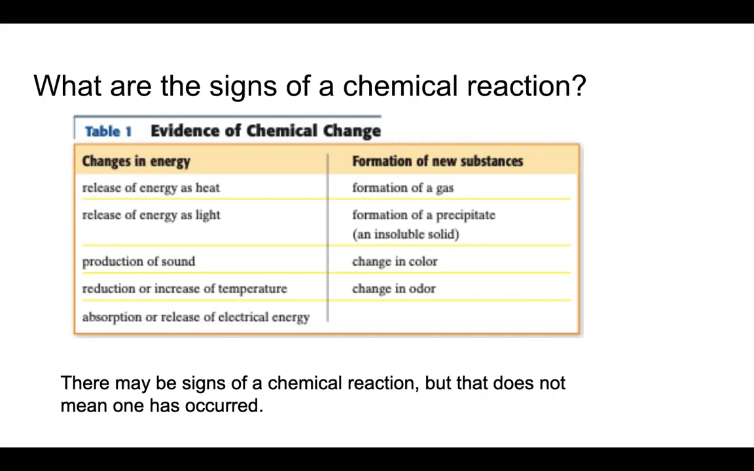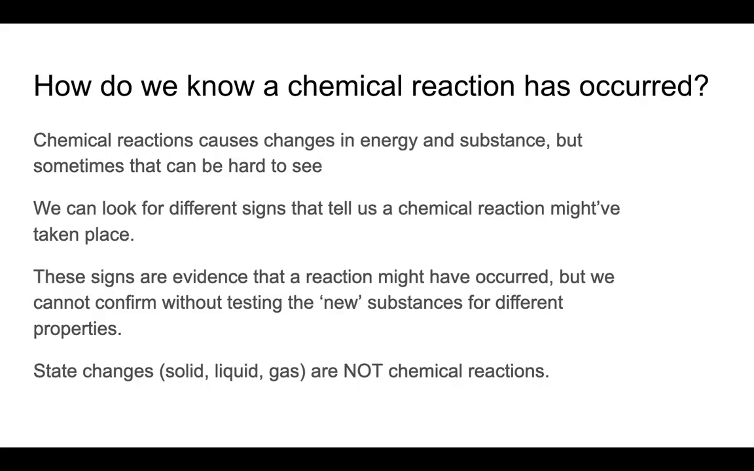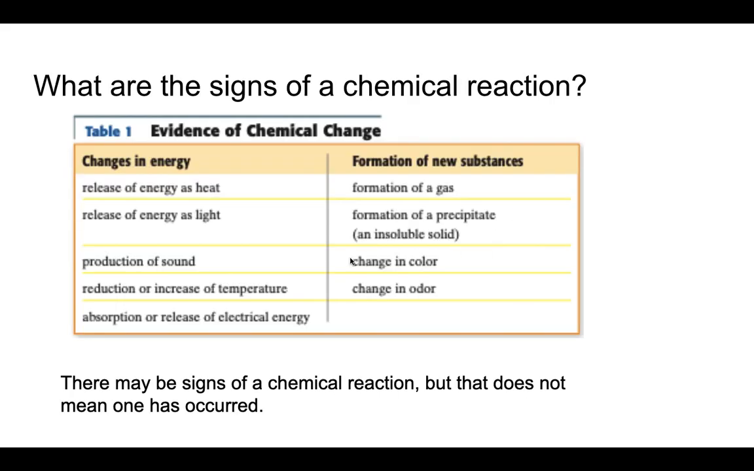So here's a list right from your book of evidences of chemical change. As I mentioned before, chemical reactions cause a change in energy and substance. So we've got changes in energy and a formation of a new substance. Those can be used as evidence of a chemical change. But as I mentioned previously, just because one of these things happens does not mean that a chemical reaction has occurred.